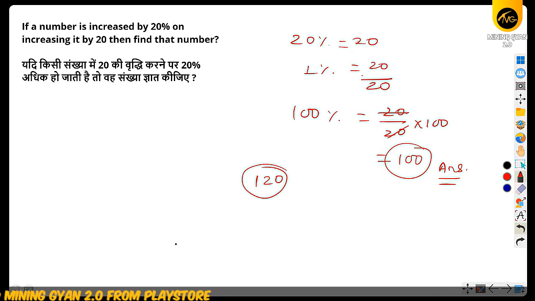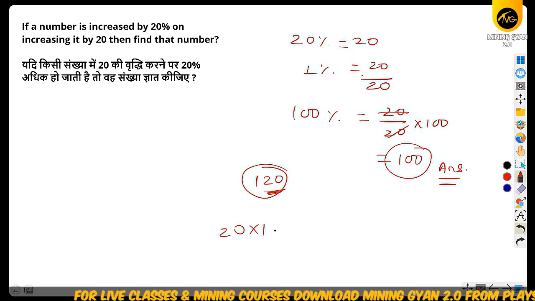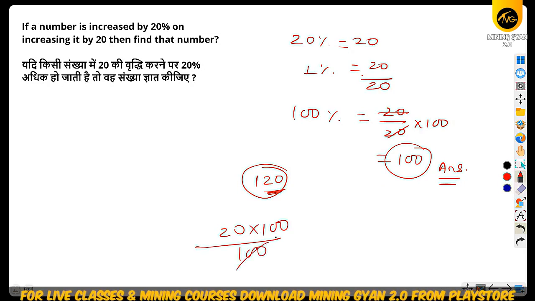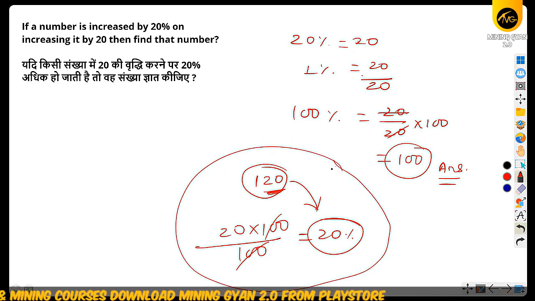Clear? So if a number is increased by 20%, on increasing by 20, how much is the increment? It is 20. So what percent is 20 of 100? So 20 into 100 divided by 100. So basically it's 20%. The increment that happened, 20, how much percent is it? It's 20%. It is just for cross checking.